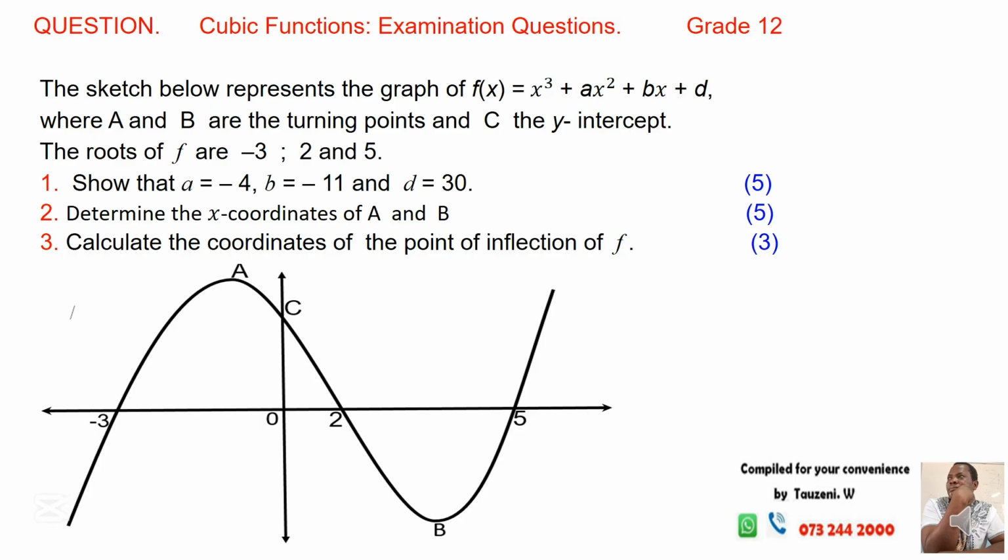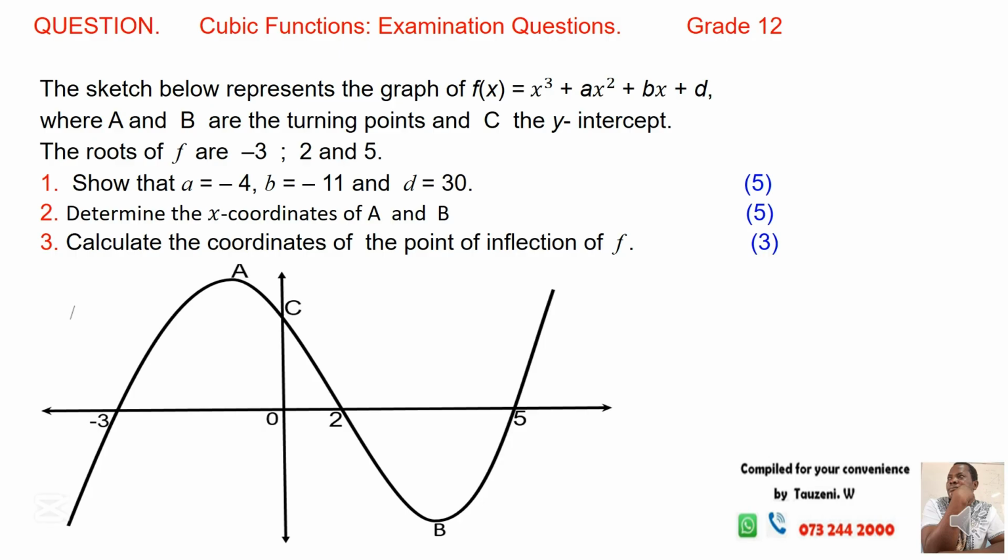So we have a question here. The sketch below represents the graph of f of x is equal to x cubed plus ax squared plus bx plus d, where a and b are the turning points and c is the y-intercept. The roots of f are -3, 2, and 5.